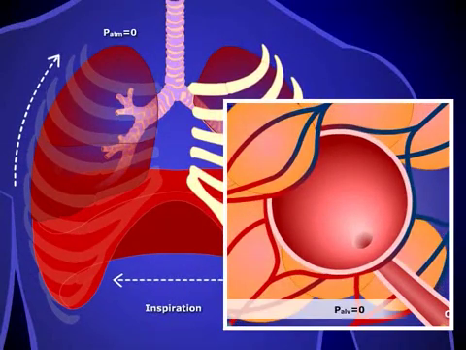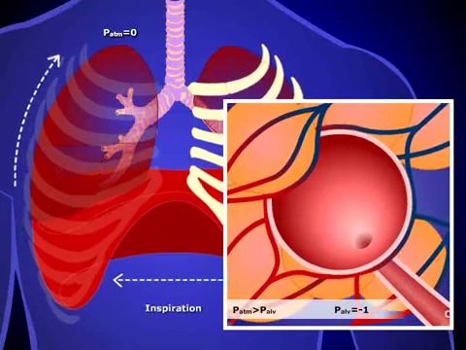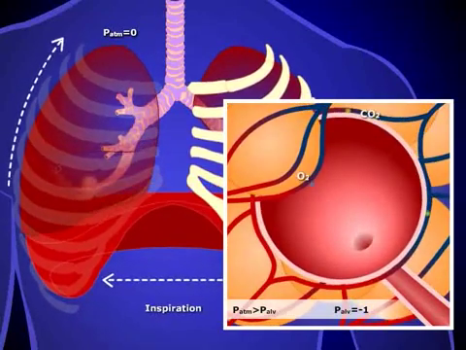Before inspiration, alveolar pressure is equal to the atmospheric pressure, which is 0. At this point, there is no movement of air in or out of the lungs. During inspiration, the diaphragm and the intercostal muscles contract, increasing thoracic volume. As the lungs expand, alveolar volume increases, and alveolar pressure decreases. At this point, alveolar pressure, which is -1, is less than atmospheric pressure.